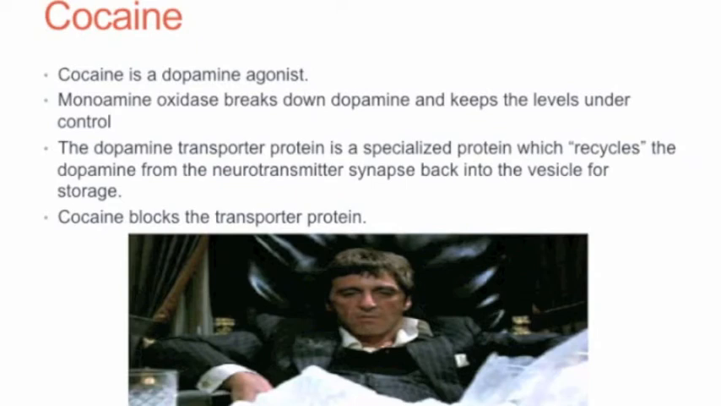Cocaine is a dopamine agonist, which, remember, is just a drug that competitively binds to something. There's an enzyme, MAO, monoamine oxidase, which breaks down dopamine and keeps dopamine levels fairly low to maintain homeostasis in our bodies. But if there is an extra amount of dopamine, the excess can be taken from the nerve ending back into the vesicle for storage. This recycling process happens with the presence of a specialized protein, the dopamine transporter. When cocaine is present, it blocks the recycling process of the dopamine. As a result, more dopamine remains to stimulate the neurons, which causes prolonged feelings of pleasure and excitement.